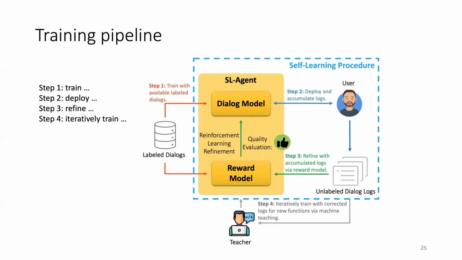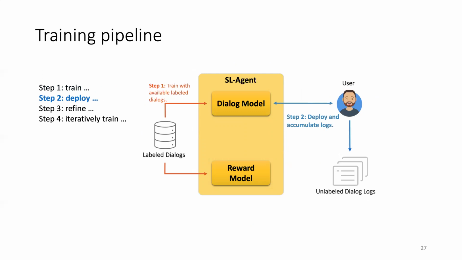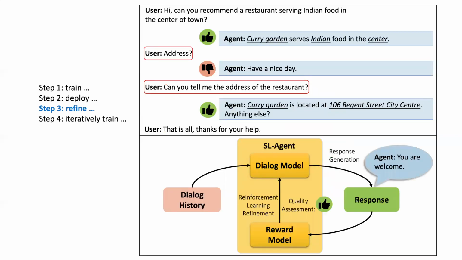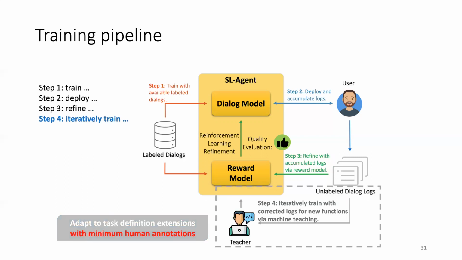The framework operates in the following steps. First, the bot is trained with the available labeled dialogues. Then the bot is deployed online to converse with users and accumulate unlabeled human-bot dialogues. Then the dialogue model is refined with the logs via reinforcement learning using the reward scores. Here's the illustration of the refining procedure. In this way, the bot can automatically adapt to unseen user behaviors without extra human annotations.